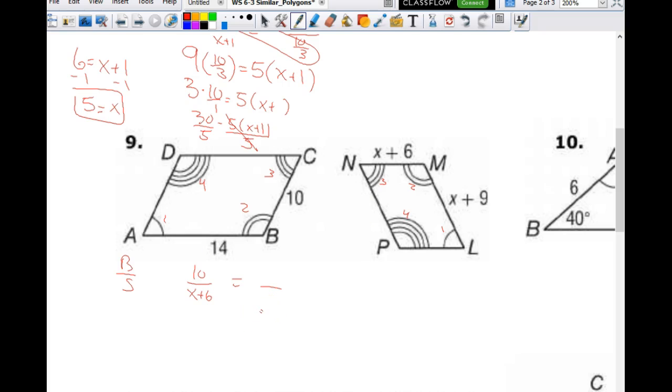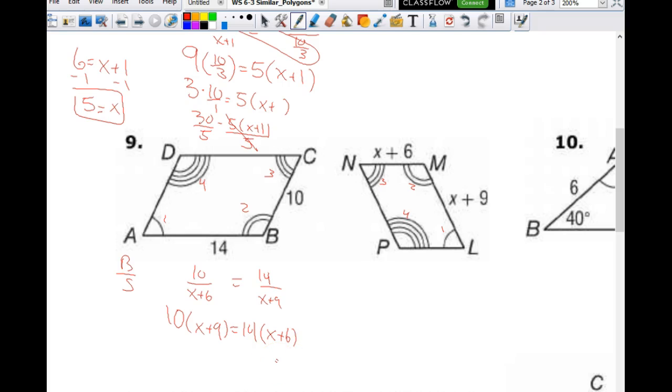Let's do our second x. Our second x is right here. X plus 9. What goes on top? Well, this is 1, 2, so we're going to look right here. That's 14. Cross multiply. 10 times x plus 9 is equal to 14 times x plus 6.